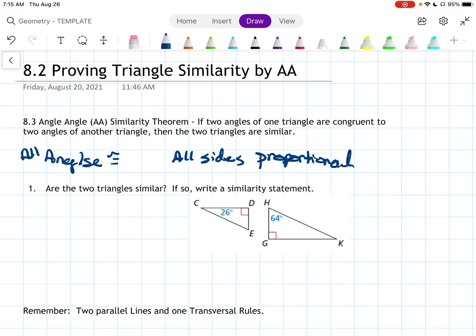So we don't actually have to check the sides at all, and we only have to check two of the angles. We know that because it's a triangle, if we have two angles, we could find the third angle. But we don't need to do that for this.